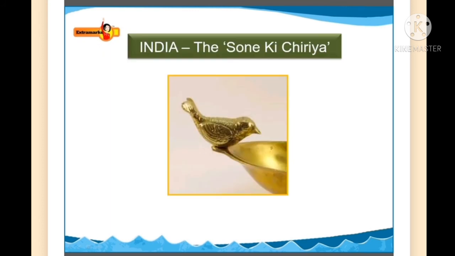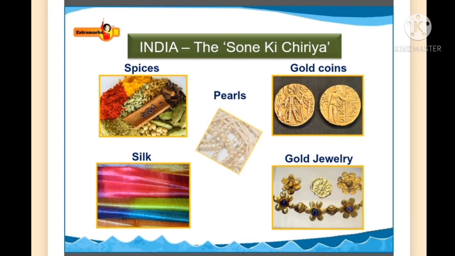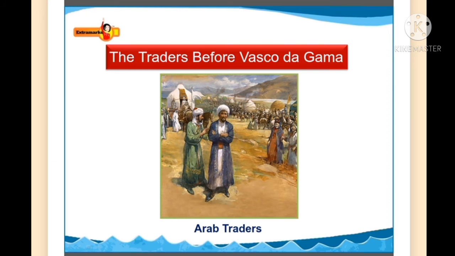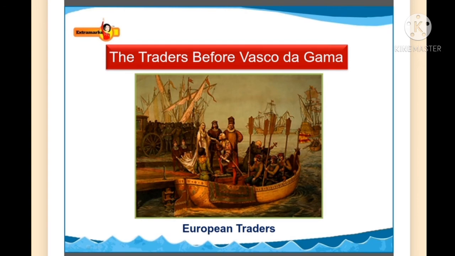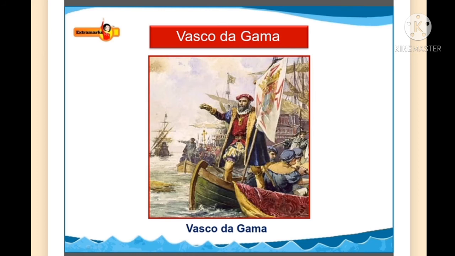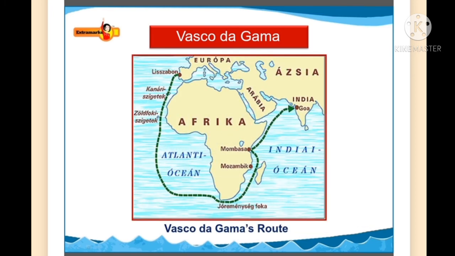More than 500 years ago, India was a rich country, the Sone ki Chidiya. We were famous for our exquisite spices, beautiful silk, gold, and pearls. During these prosperous times, India traded with Arab and European traders. At the end of the 15th century, a Portuguese navigator, Vasco da Gama, landed at Calicut in Kerala. He came to India from Portugal by going around Africa.